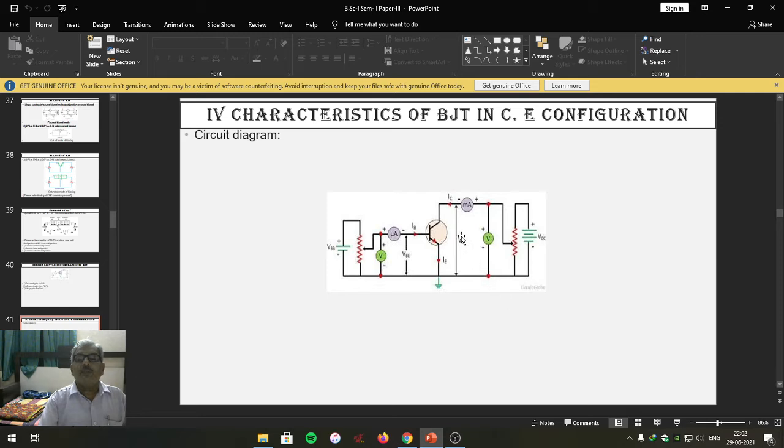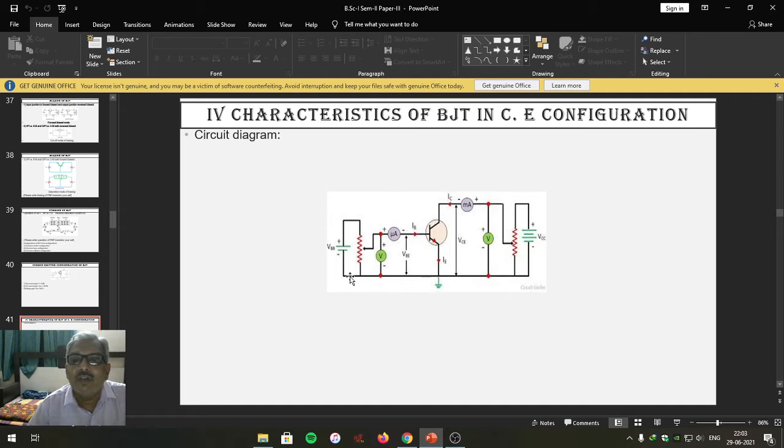Friends, here is the BJT. Just we have studied the common emitter configuration. Same type of BJT, it is also NPN type. Here is the arrow that represents the emitter. Here is the base and here is the collector. Emitter is now common, look at here.